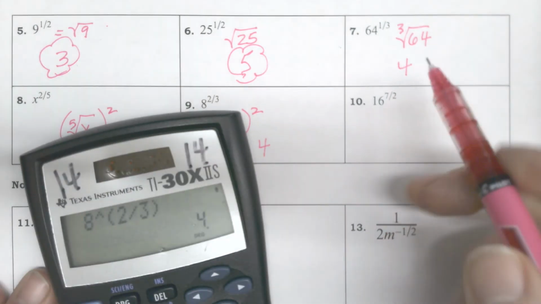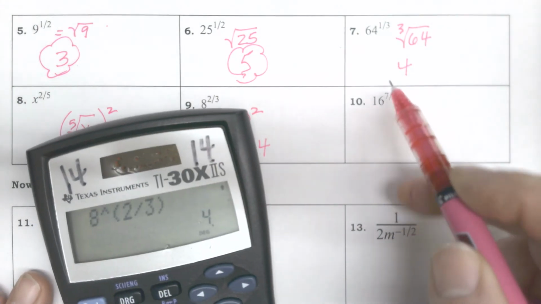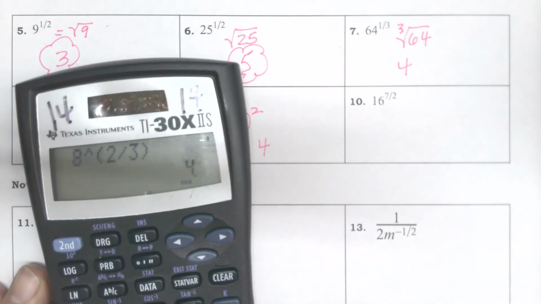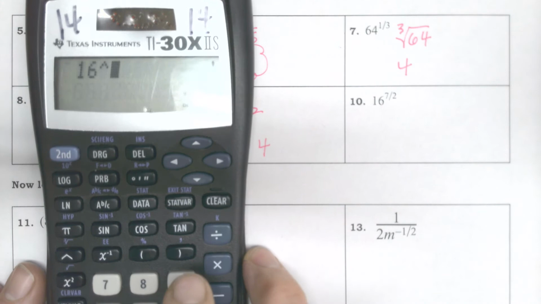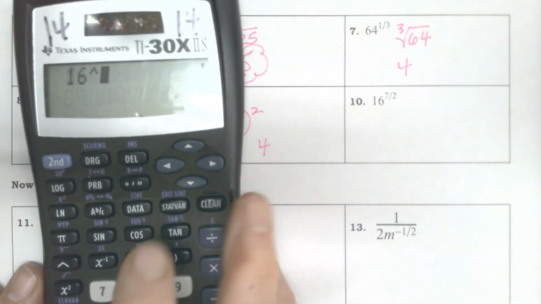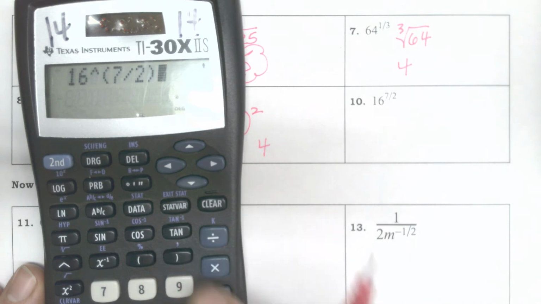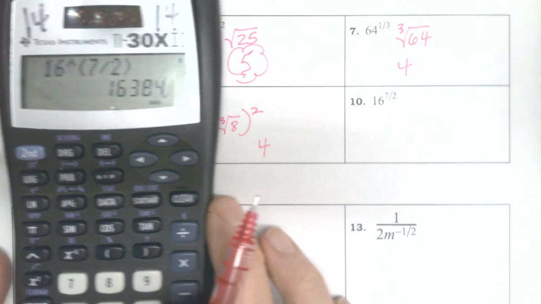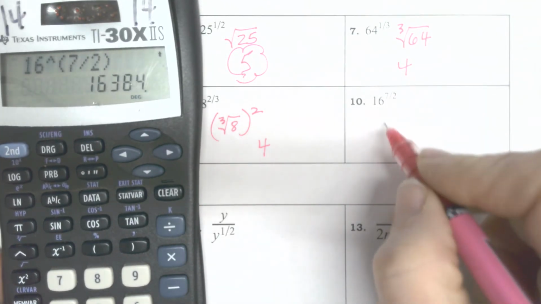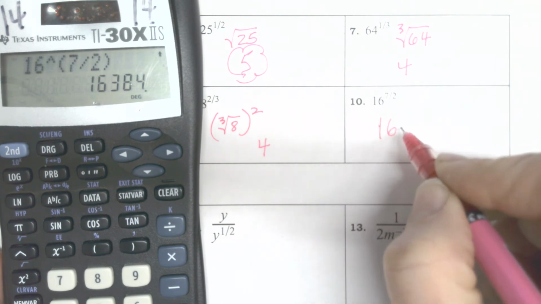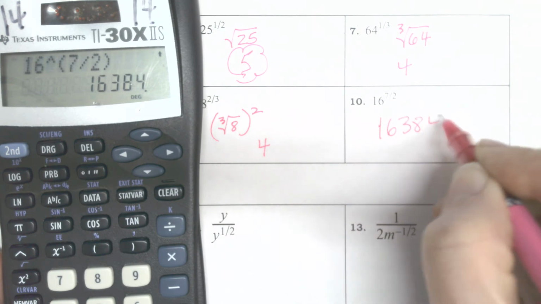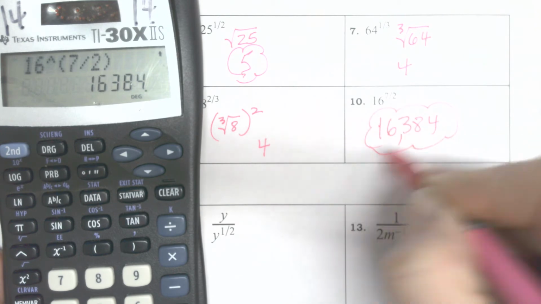I'm going to do this one by going right away with the fraction. So I have 16 raised to, that's my caret key, 16 raised to, in parentheses, 7 divided by 2 power, 7/2 power, I plug it in. Ooh boy, that's a big one. So this one is 16,384. That's my final answer on that one.